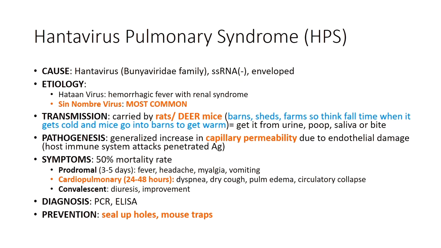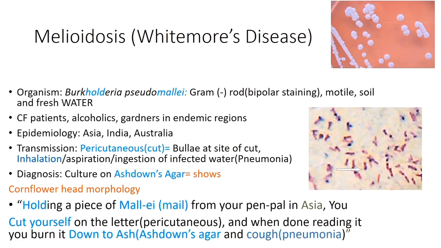And then magically, all the fluid you seeped out into your extracellular space and interstitial space, you suck it all back in and put it back in the blood, and that pushes it through your kidneys, so suddenly you start peeing a lot. And so this is your convalescent diuretic stage. Diagnosis, because it's a virus, again, ELISA and PCR. Prevention, seal up holes and put in mouse traps. Melioidosis, or Whitmore's, and I believe this is the last slide.